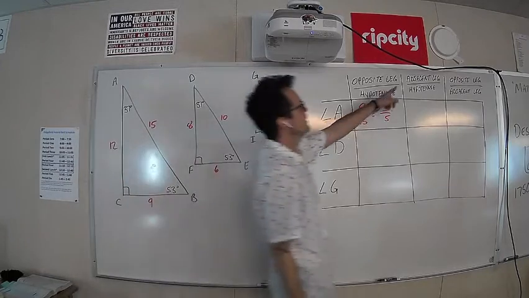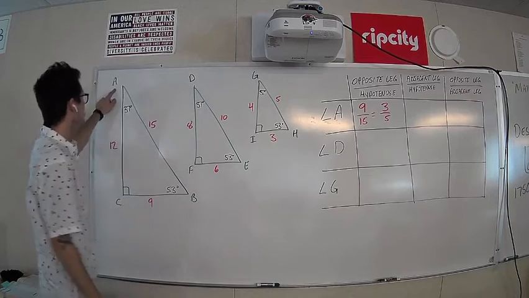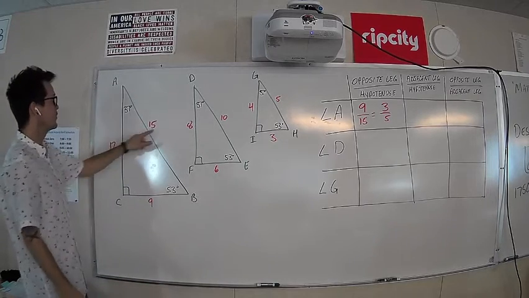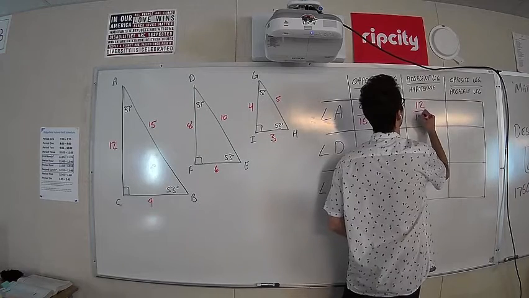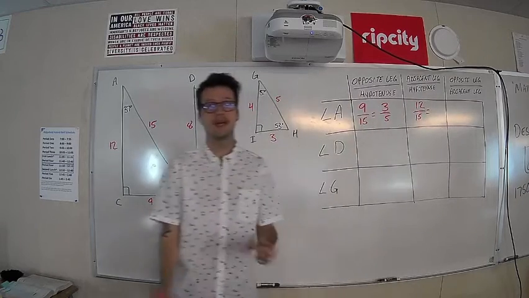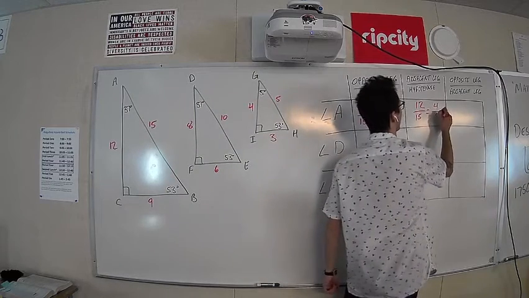Let's move forward. So now we're going to look for the adjacent leg over the hypotenuse. Again, still examining angle A. Angle A, the adjacent leg is 12. The hypotenuse over here is 15. So it's just going to be 12 over 15. And again, we can reduce this. I think we have a greatest common factor of 3, so it's going to be 4 over 5.